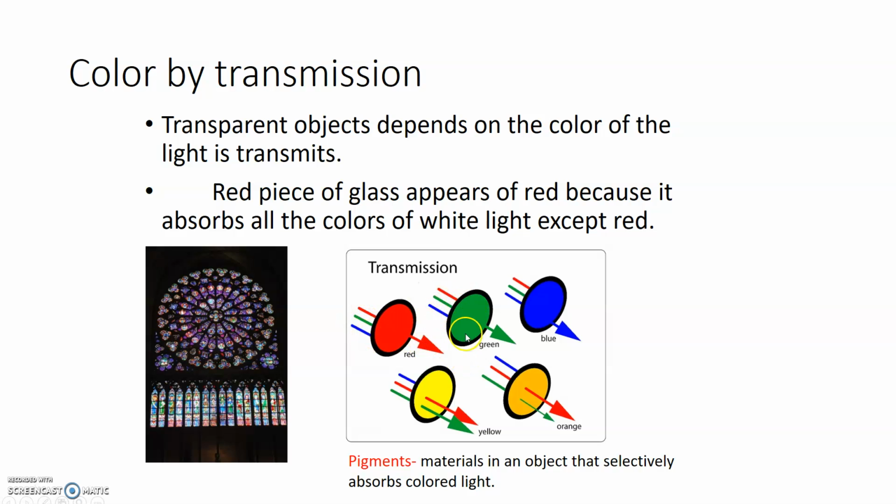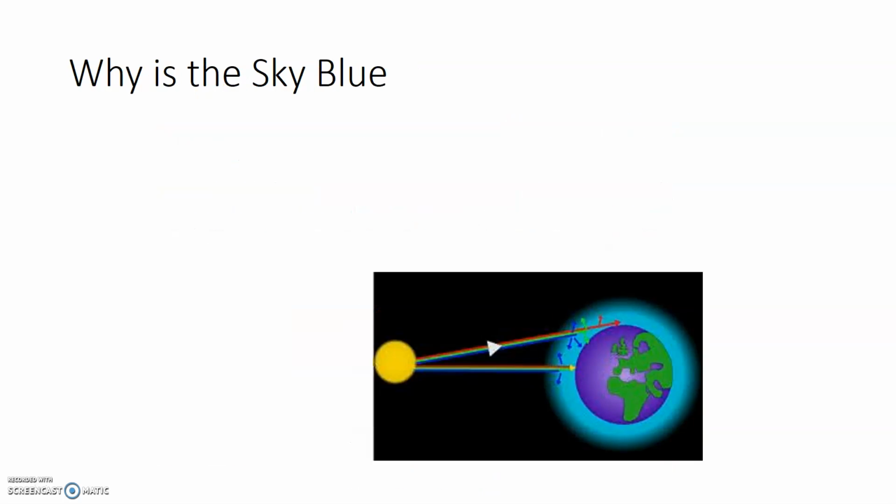And same thing, you can have green glass, blue glass, yellow glass, or orange glass. And that's how you can make stained glass windows look so pretty, because they add different chemicals that will absorb different frequencies of light.